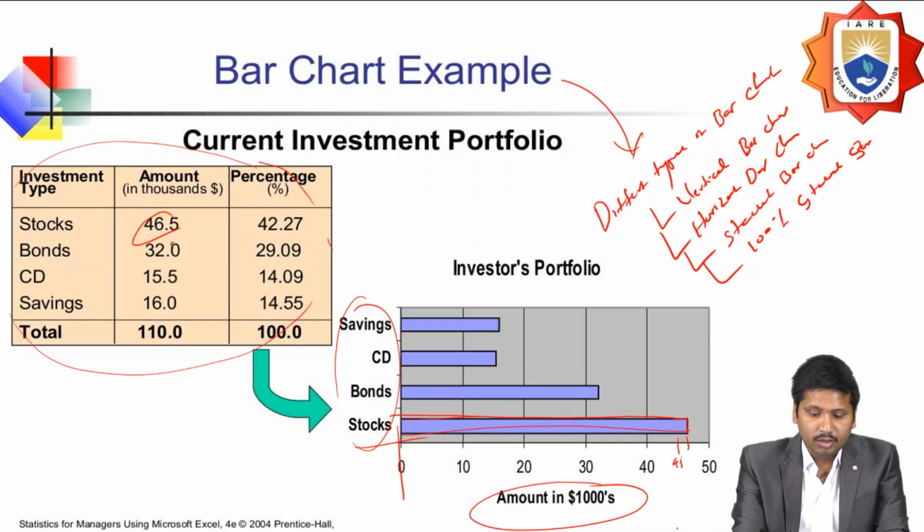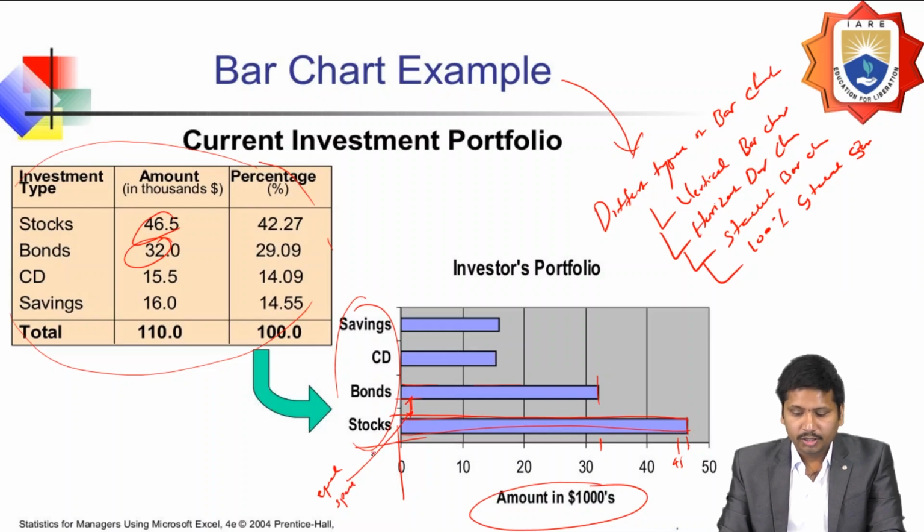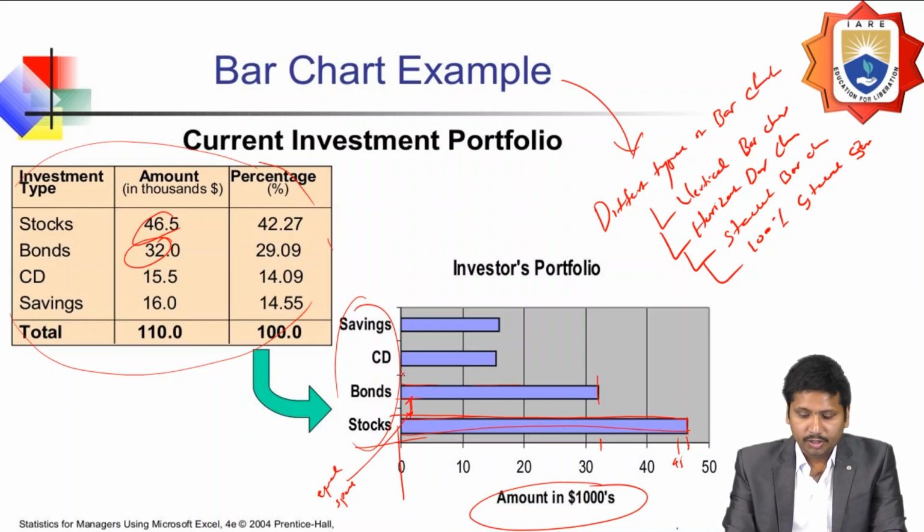The next one is bonds, which should be 32. I mark it here and then draw a bar, and equal space should be maintained while drawing the bars. And another sum, let it be 1.